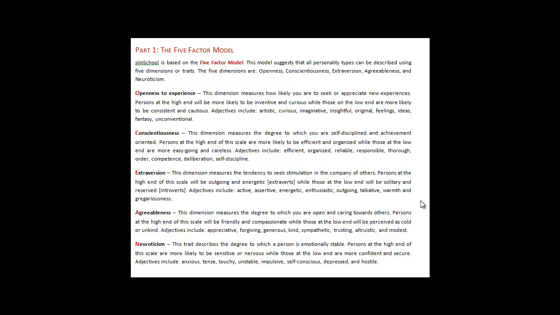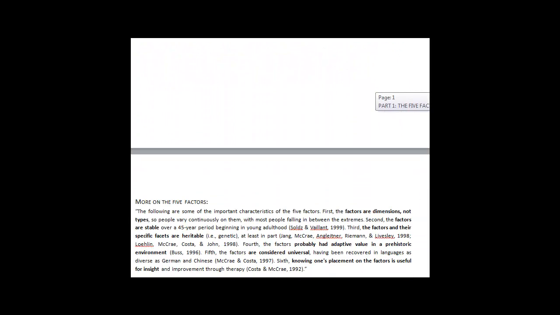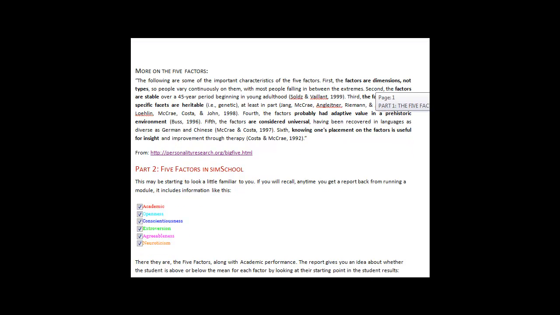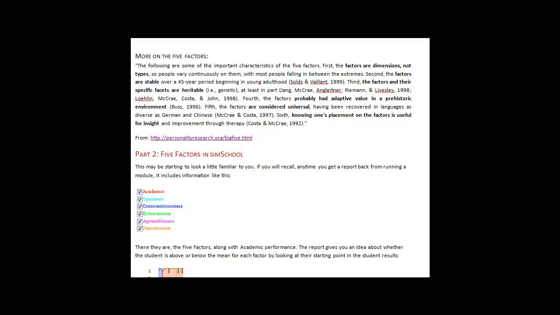Let's talk about some of the people who have done research in this area, including Schultz and Valiant, Young, McRae, Engelleitner, Ryman, Livesley, etc. Here are just a few ideas relating to the 5 factors. Some of the important things to remember is that the factors are dimensions. It's not a type, and none of these things alone defines a person's personality.